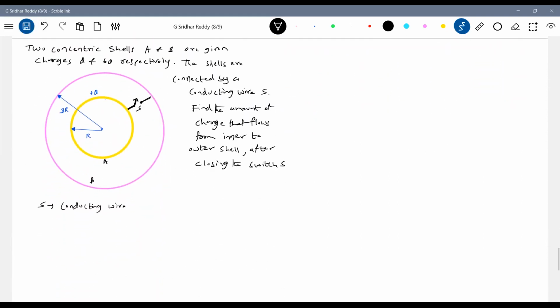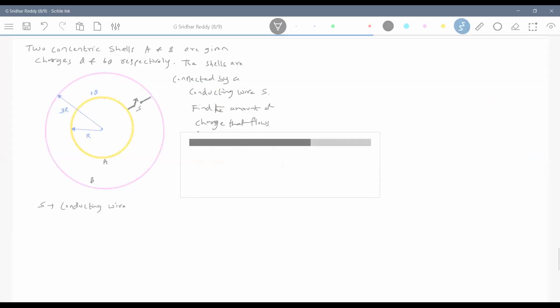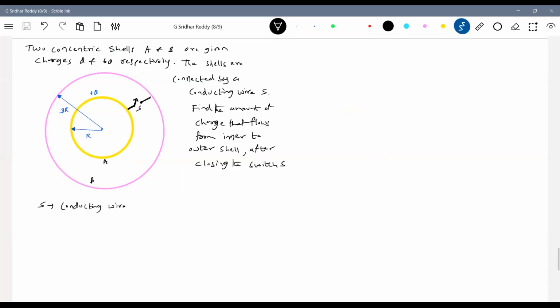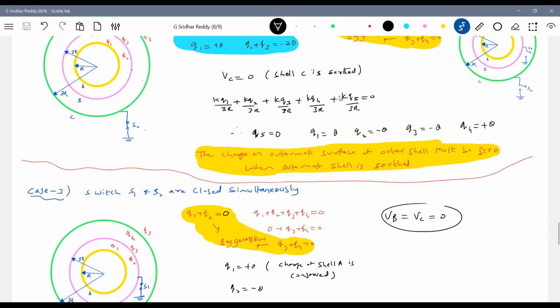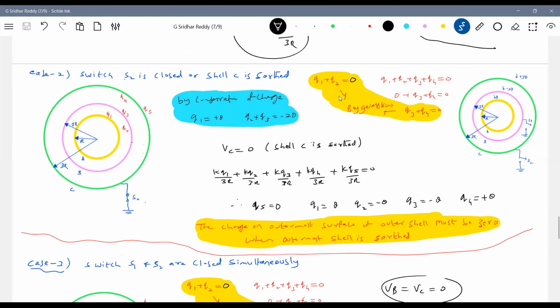Instead of earthing, let me join by a wire. There's nothing but a Van de Graaff generator idea. What are VA and VB values for case 2? You have to calculate the potential of A and B as usual. Calculate. How to calculate potential? Work out. Somebody has to calculate.